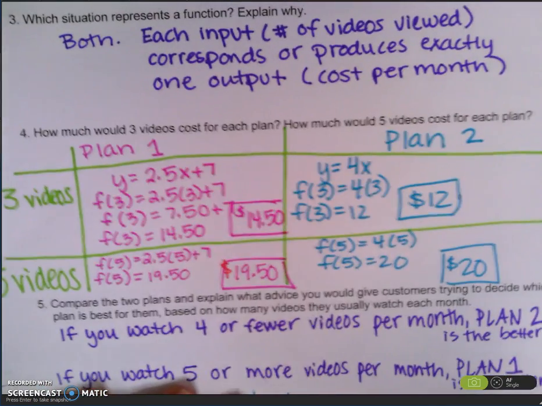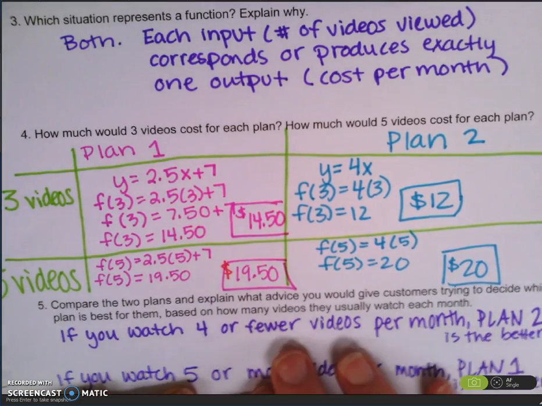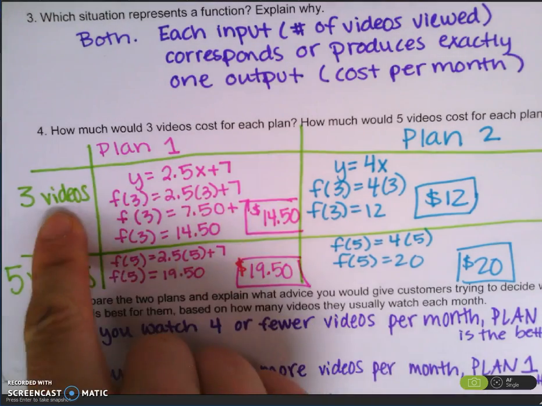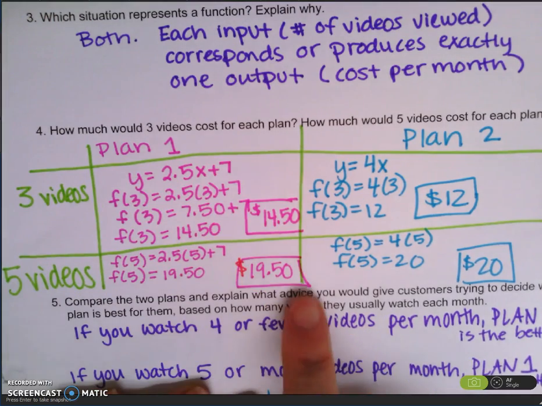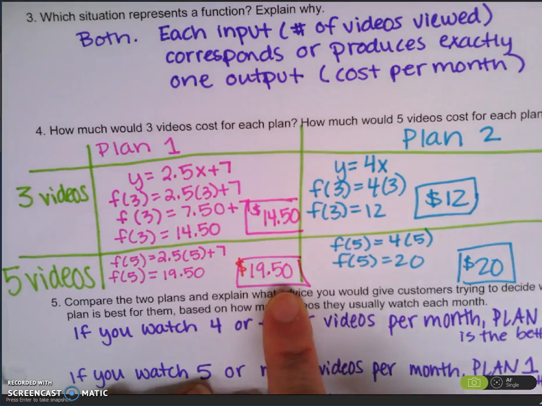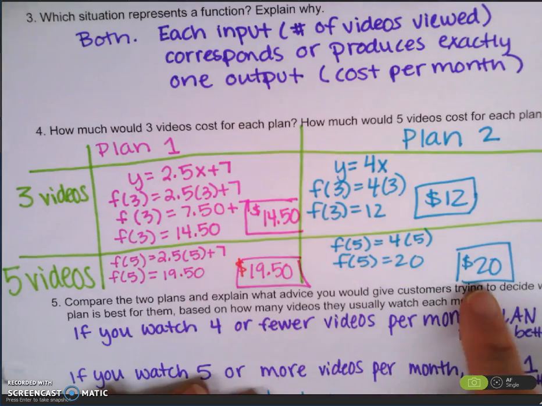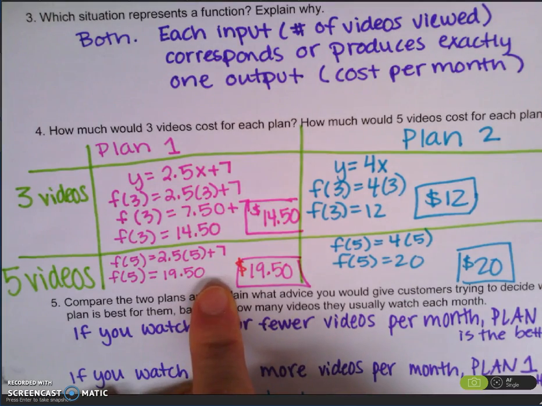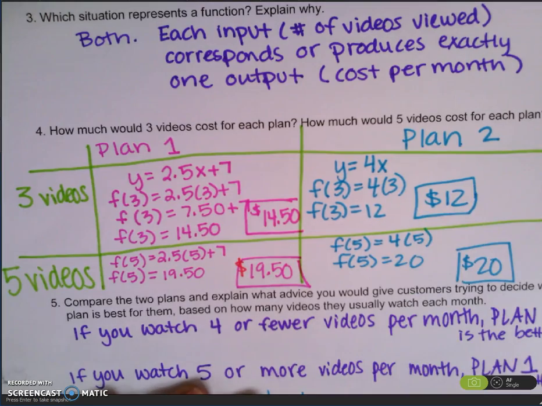How much would 3 videos and 5 videos cost for each plan? Well, taking a look, I organized my work into a schmancy table. Did you organize your work in some special way so that you could communicate clearly? Plan 1, 3 videos cost $14.50, and Plan 1, 5 videos cost $19.50. Plan 2, 3 videos cost $12, and Plan 2, 5 videos cost $20. Notice Plan 1 is the better deal for 5 videos, but Plan 2 is the better deal for 3 videos.